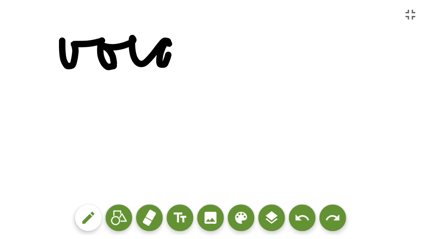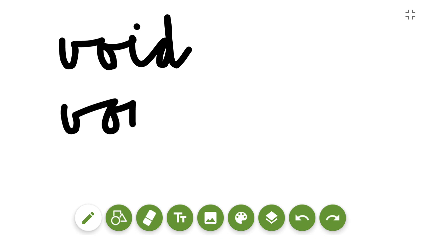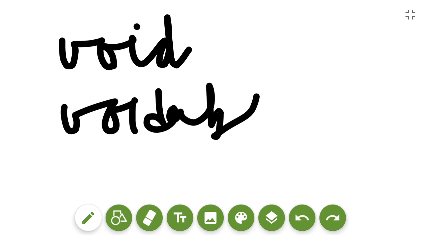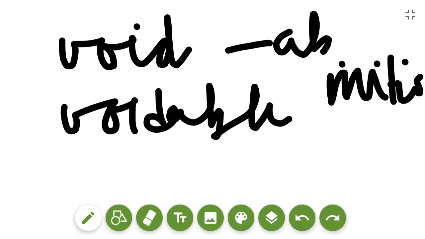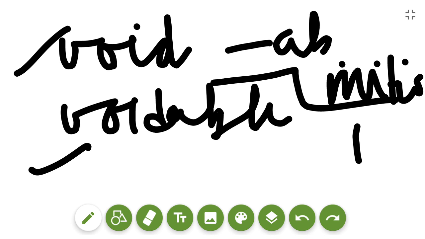Void, voidable and void ab initio. So void means shunya, we call it shunya in Hindi. Voidable is that for the time being the thing is not in existence but it can come into existence, and void ab initio means that from the beginning it was zero, from the beginning it was nothing, it was void from the beginning itself.